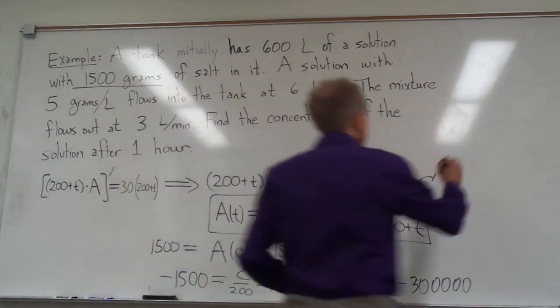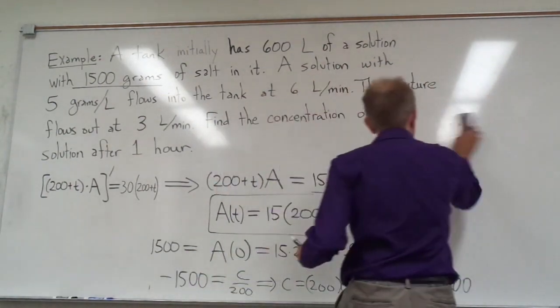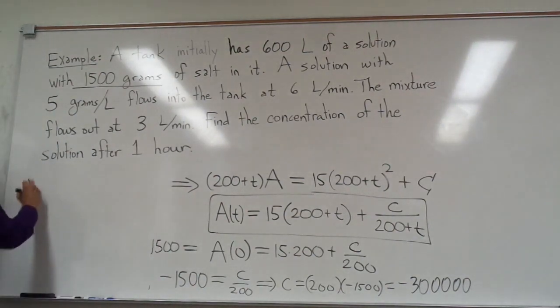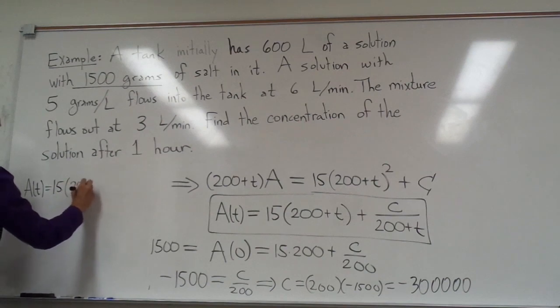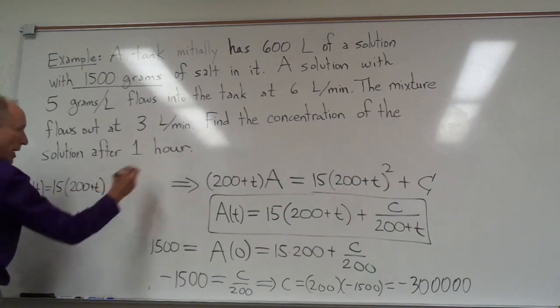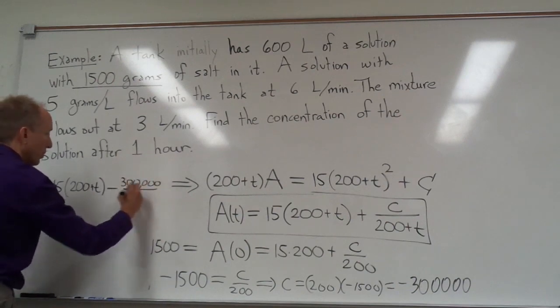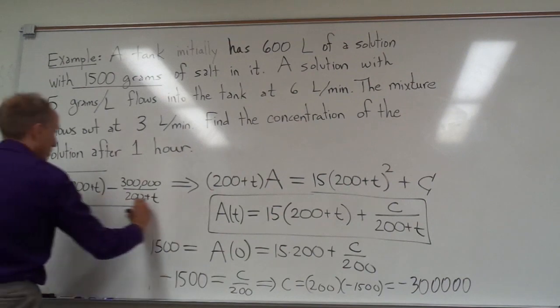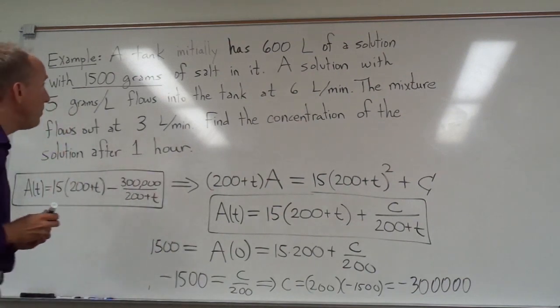So we get A of t. Actually, I need just a little bit more room. Come back over here again. We get A of t equals 15 times (200 plus t). I'm just recopying what I have over there. And then minus 300,000 over (200 plus t). Okay. So this is what we would have so far.